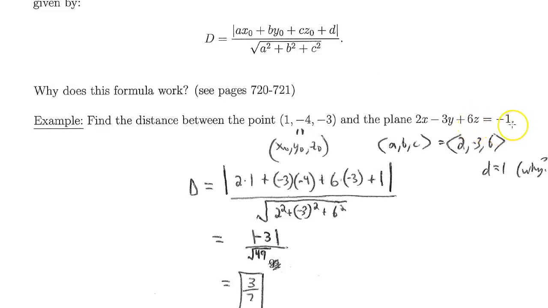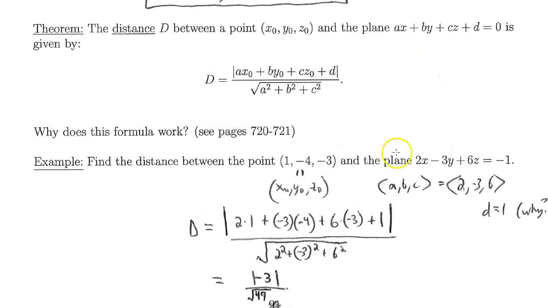Okay, and by the way, our d is 1. Why is our d 1? Well, remember, the equation had to be of the form ax plus by plus cz plus d equals 0. So we don't have an equal 0 here. We need to add 1 to both sides. So notice the d ends up being 1, and we have to use d in our formula here.